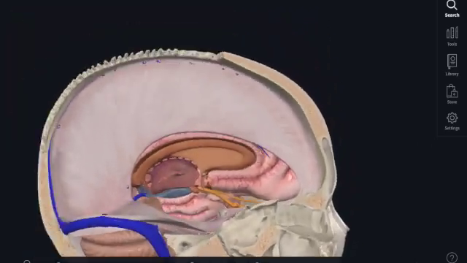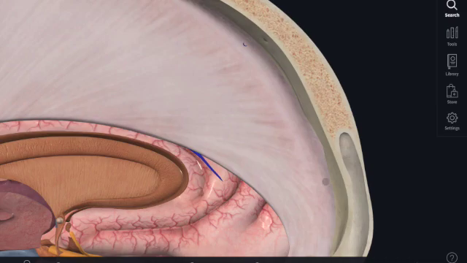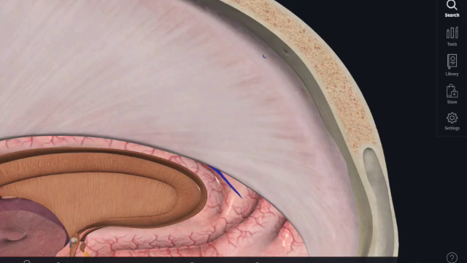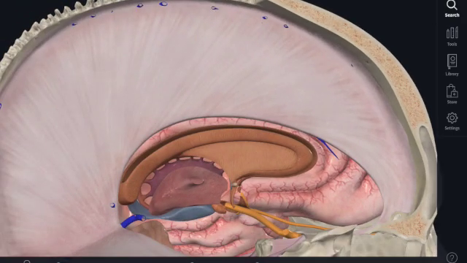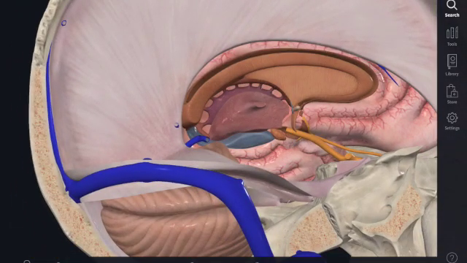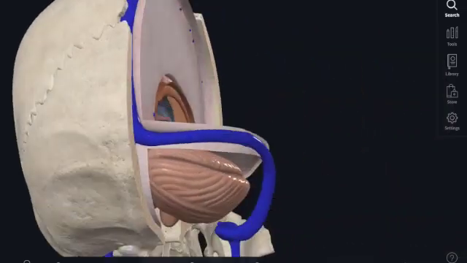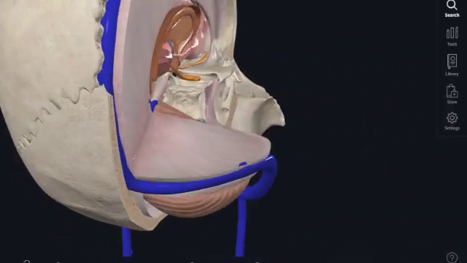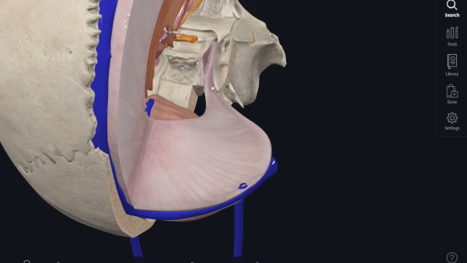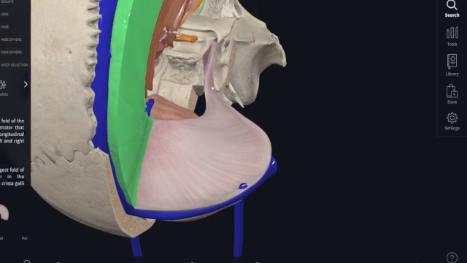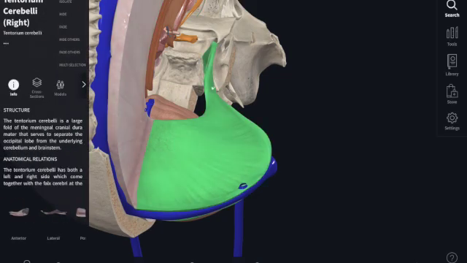So now you can kind of see that falx cerebri comes up, and it comes right there to the calvarium and connects in. Definitely a tight fit in there. Everything has its place, right? So falx cerebri, tentorium cerebelli.